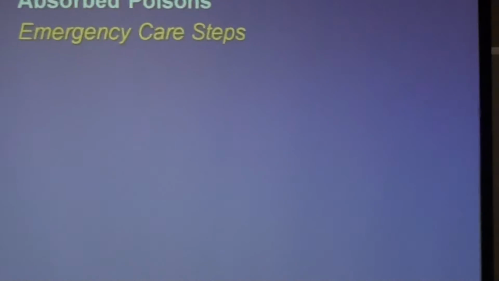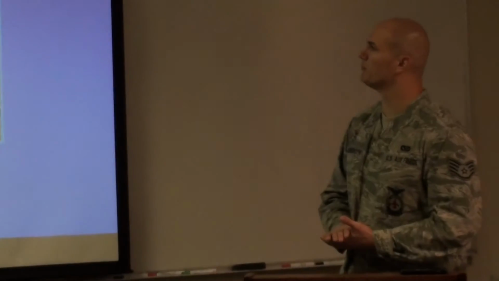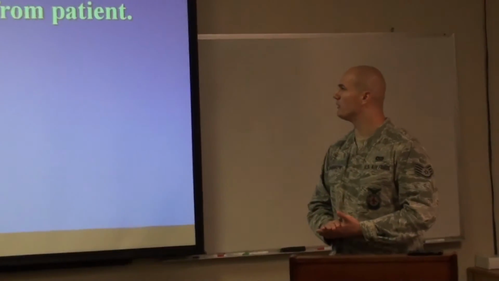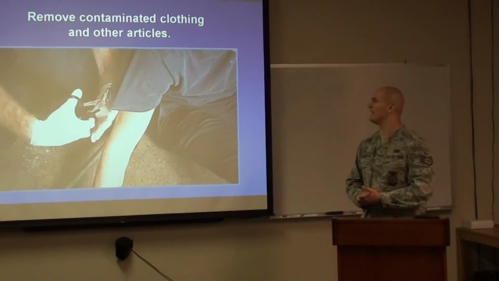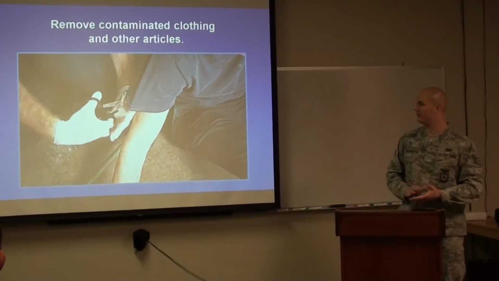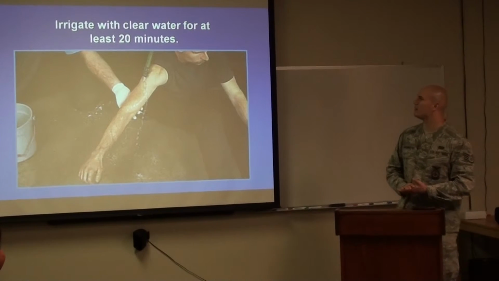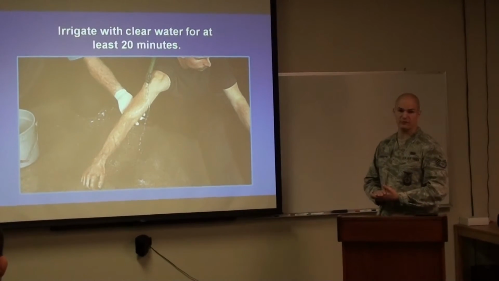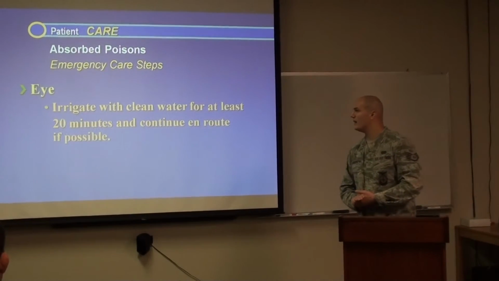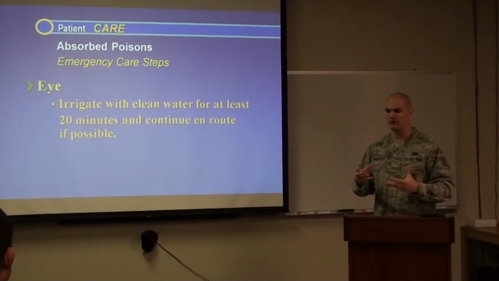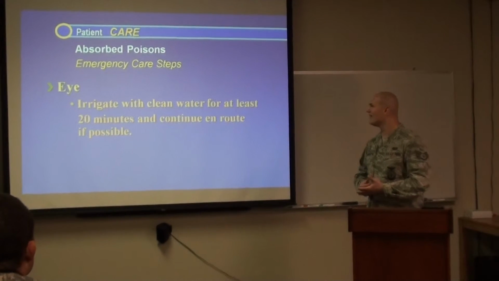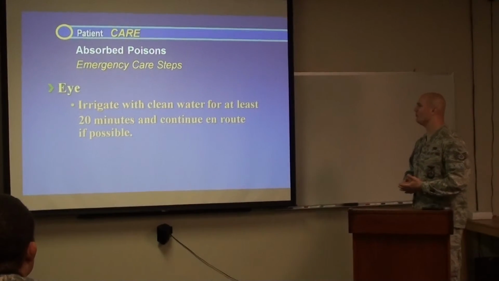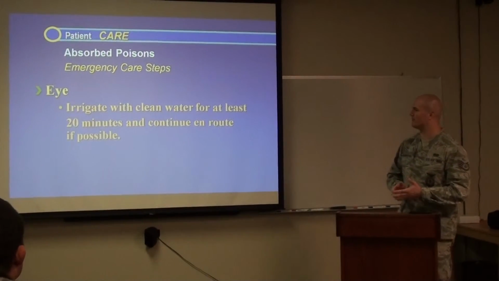Patient care for this is as follows. You want to remove the patient from the source without contaminating yourself. And you want to brush off any powders that are on the patient. Remove any contaminated clothing and any other articles on the patient. Irrigate with clear water for at least 20 minutes. Patient care for anybody and any patient who has a poison contacting the eyeball: irrigation. Irrigate with clean water for at least 20 minutes and continue en route if possible.